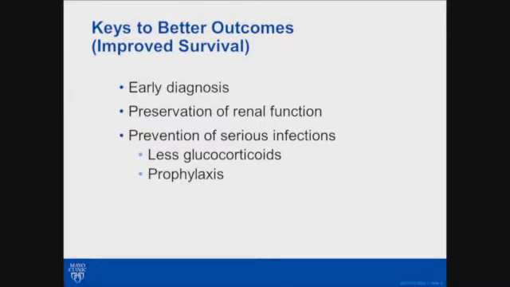And in the context of prevention of serious infections, there are really two major things that we focus on. One is to use less glucocorticoids and to prophylax against potential infections. So we want to prophylax against pneumocystis pneumonia. We want to apply vaccines whenever we can so that you are protected as best as possible.